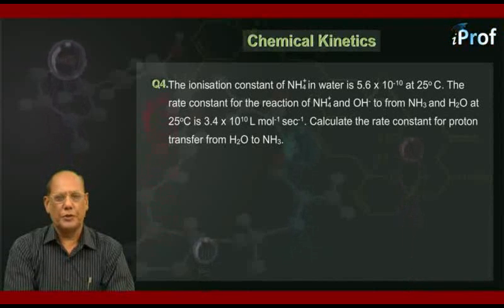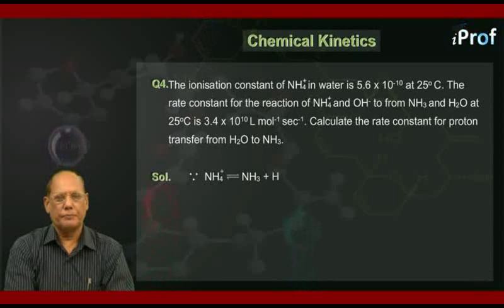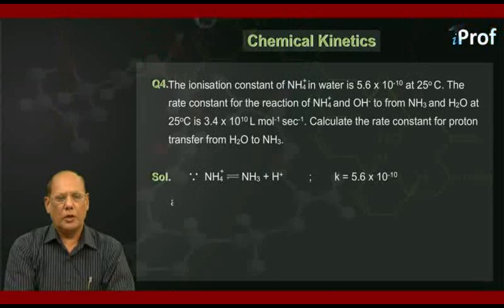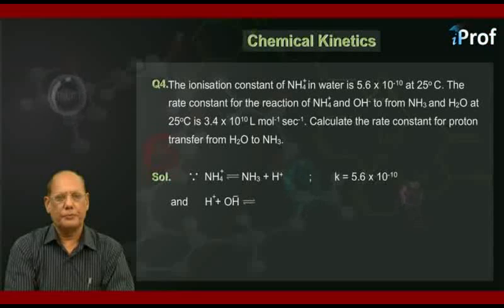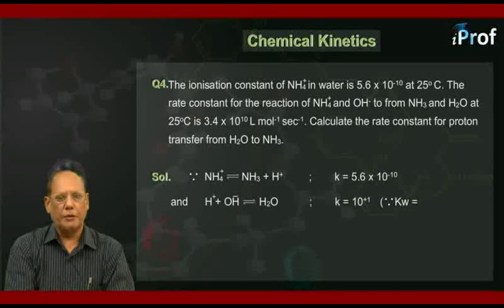The solution of this question is as follows. Since NH4+ reversibly giving NH3 plus H+, the equilibrium constant K is equal to 5.6 into 10 to the power minus 10, and H+ plus OH- giving H2O. The equilibrium constant is 10 to the power plus 14, because we know Kw is 10 to the power minus 14.